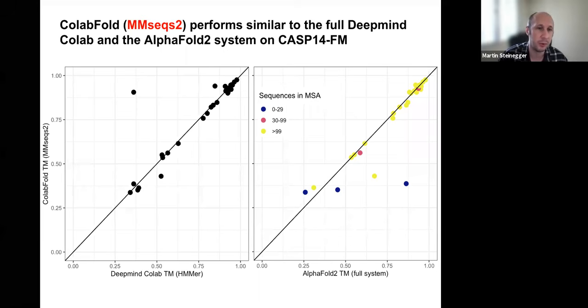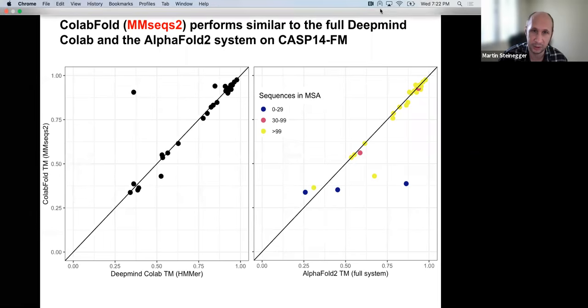And so then we just plot these two dots, for example, on the left side from the DeepMind Colab and the ColabFold for MMseqs2. You can already see that we perform fairly similar to their Colab system. For some targets a bit better, but overall pretty much the same performance. For the AlphaFold 2 full system, we also perform very similar, aside from these three blue dots here on the bottom.